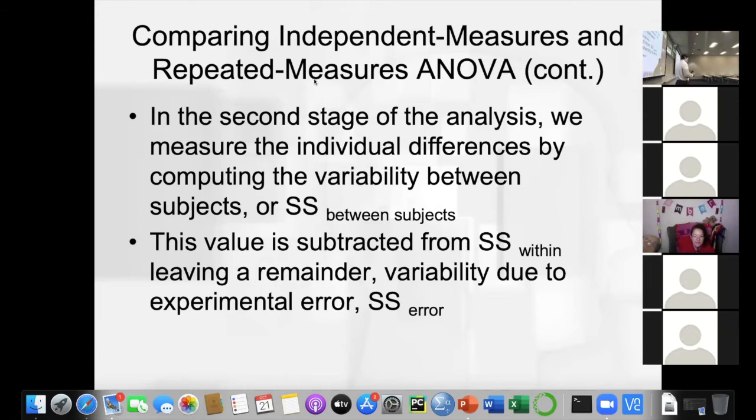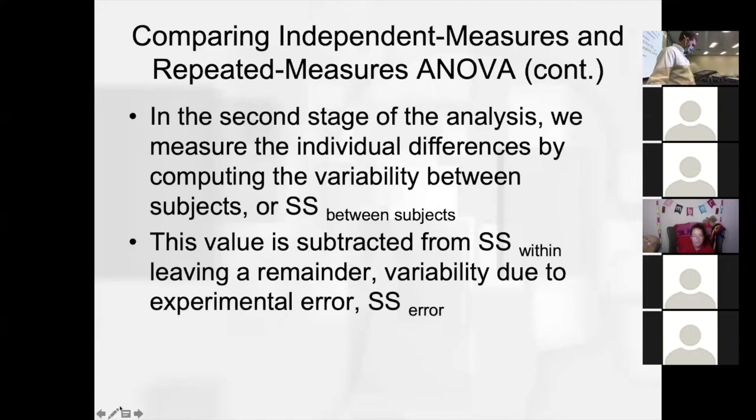So I don't know exactly where it cut out the last time, but we will just regurgitate the slide really quickly. So in the second stage of the analysis, we measure those individual differences by computing the variability between subjects and removing that from the within to give us our sum of squares error. Right?